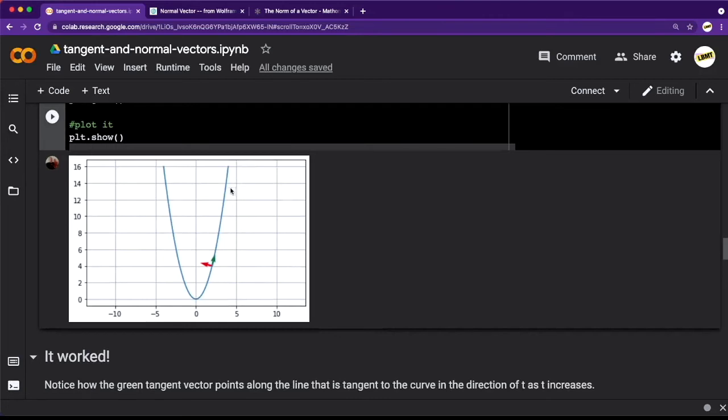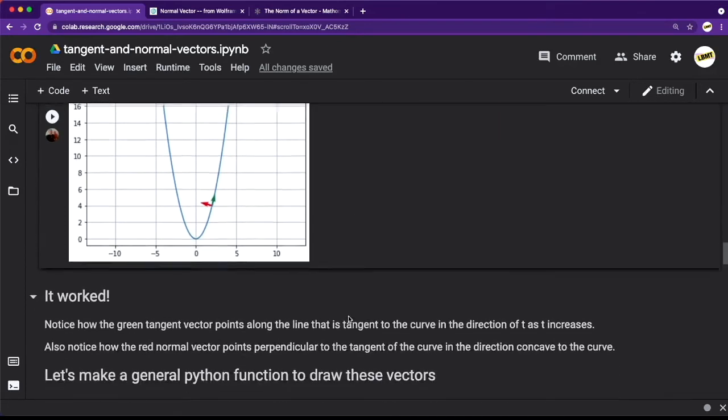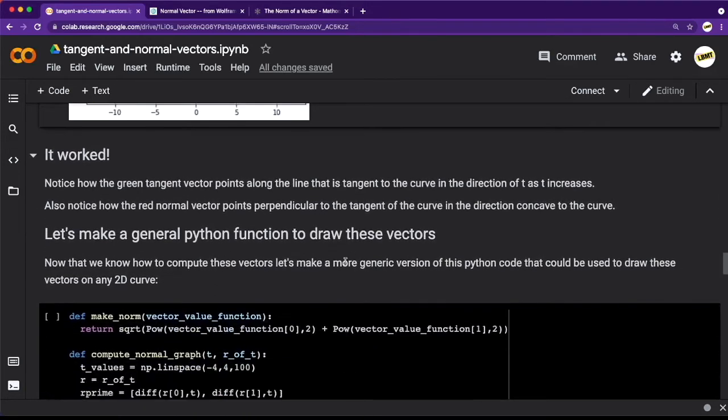It looks like a parabola, just like we expected, and you'll notice that we've got our two vectors in there. The green vector is the tangent vector, and that points along the tangent line of the curve. You may have noticed up here that we plotted these vectors at t equals 2, which in this case, of course, is x equals 2 because of the way we parameterized our function, and there the vectors are, right where we expected them to be. So it's showing the tangent vector along the curve, and it's showing the normal vector perpendicular to the tangent line of the curve and pointed in the concave direction of the curve. However the curve is pointed in terms of concave versus convex, the normal vector is always pointed inside the curve. And it worked, just like we expected.